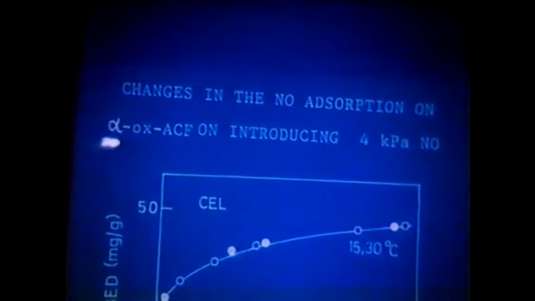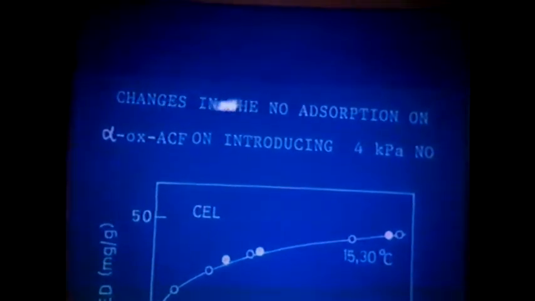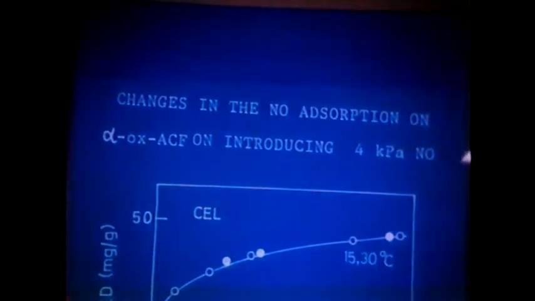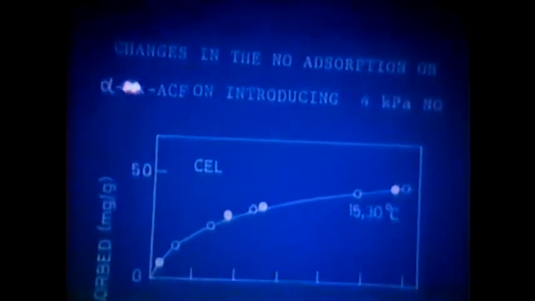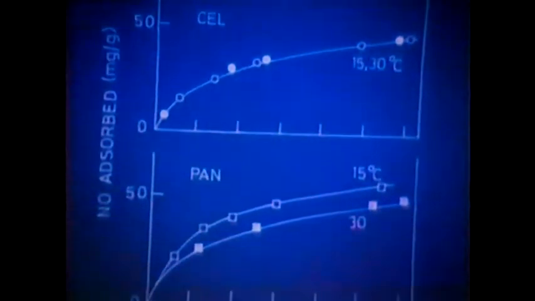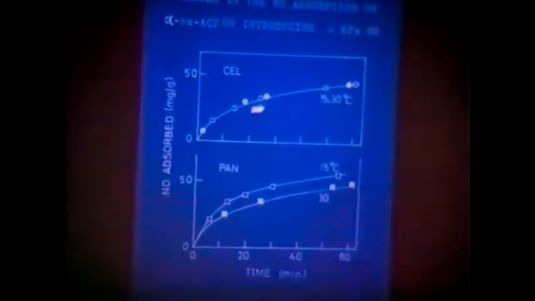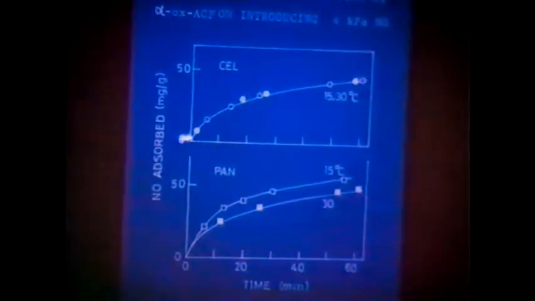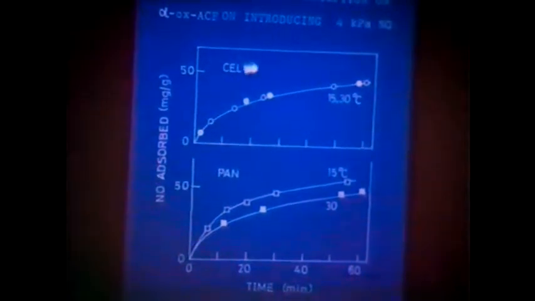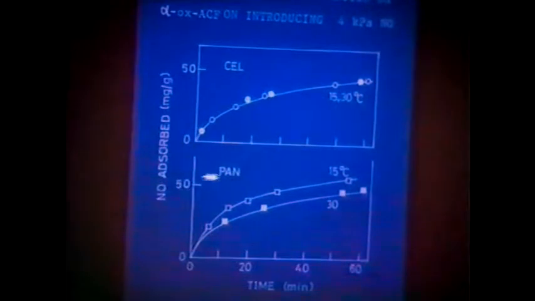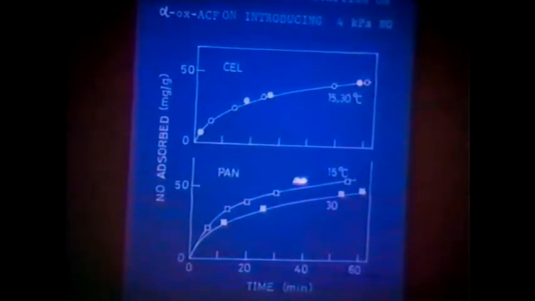This slide shows changes in the NO adsorption on alpha-OX ACF on introducing 4 kilopascal NO. The NO adsorption rate of alpha-OX cell is independent of the temperature. On the other hand, the adsorption rate of alpha-OX PAN at 15 degrees is larger than that at 30 degrees.